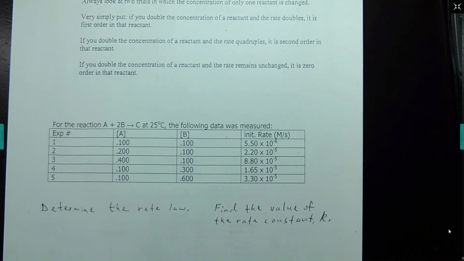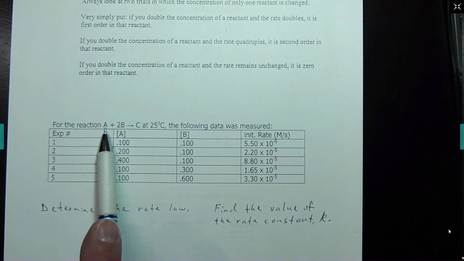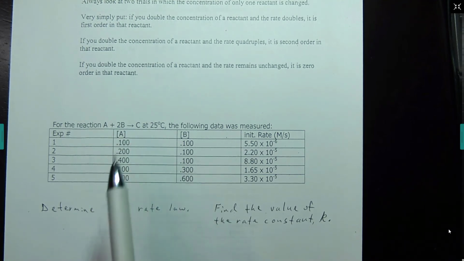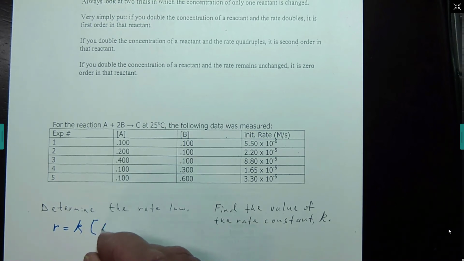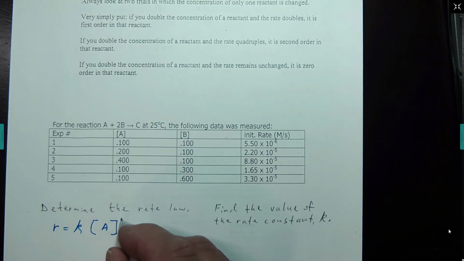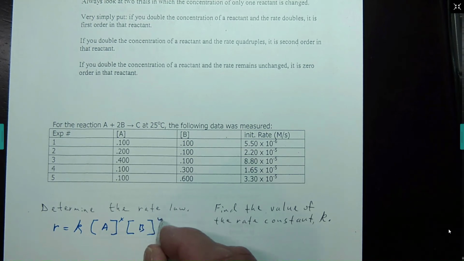But anyway, let's say you're given a table of data like this for this reaction. A plus 2B turns into a C. And you're asked to determine the rate law. When it says determine the rate law, oh, I could write the rate law without even looking at that table. The rate law is the rate equals k times the concentration of A to some power, let's call it x, and the concentration of B to some power, let's call it y.